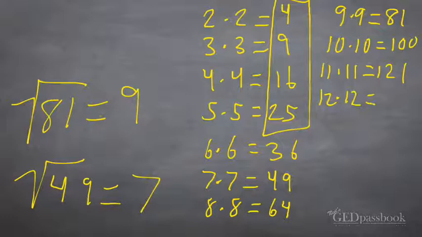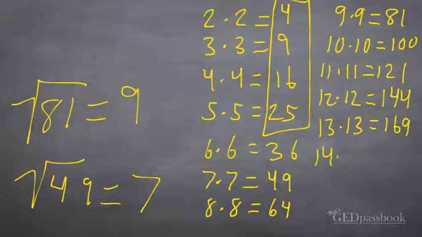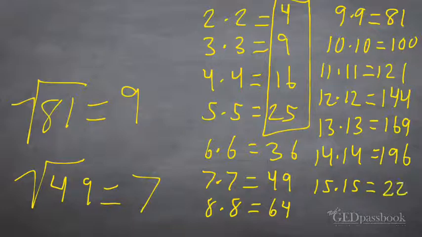Tell me, you guys, what's 12 times 12? 144. 13 times 13? 169. 14 times 14? 196. And then 15 times 15 equals 225. These are 15 perfect squares. Like I said, there's infinite. There's an infinite amount of perfect squares, but only a good chunk that you need to memorize.